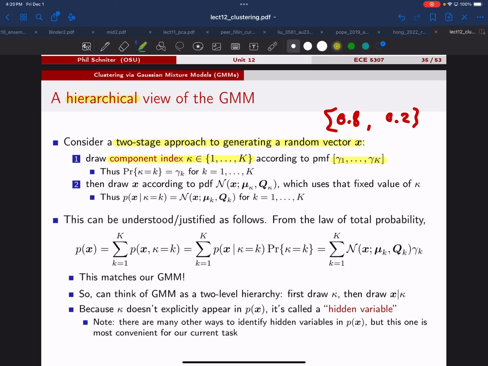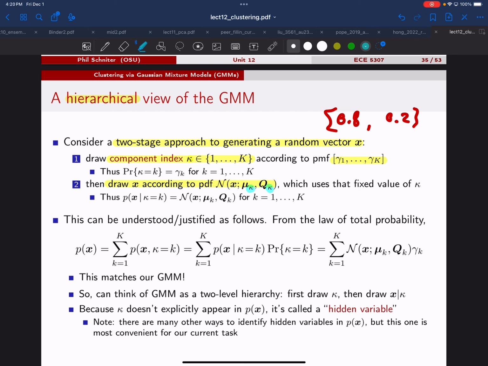Now that you have figured out which component it's coming from, you just draw x according to that particular PDF. Here we're using the kappa we drew from the first stage. That's pretty easy; that's just drawing samples from a Gaussian. Is that kind of clear, the way we're splitting this into two parts?